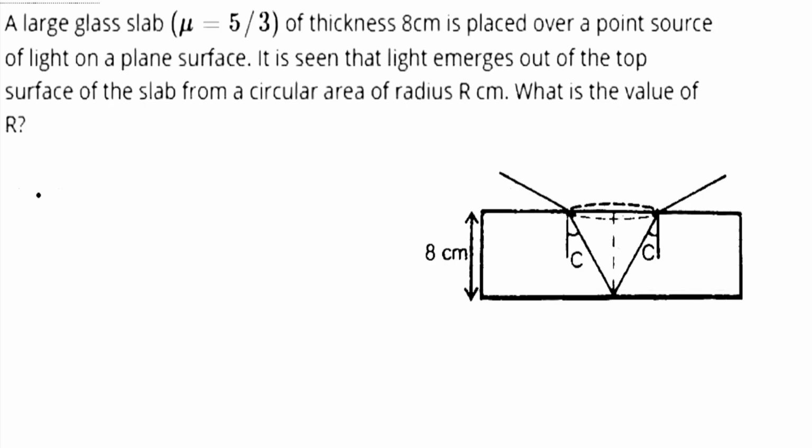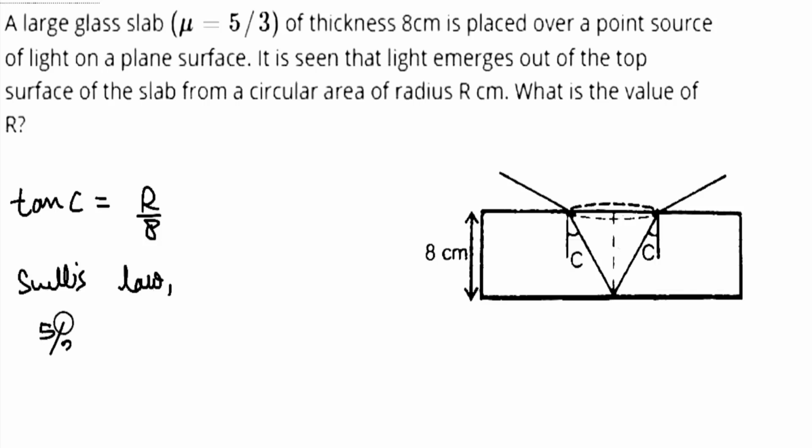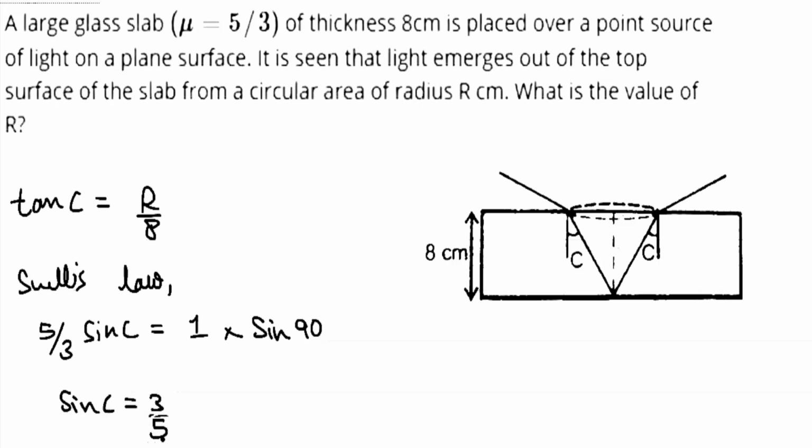As we can see from the diagram, tan C is equal to r by 8. Therefore, using Snell's law, we can write that 5 by 3 sin C is equal to 1 into sin 90. Therefore, sin C is equal to 3 by 5. And this implies that angle C is equal to 37 degrees.